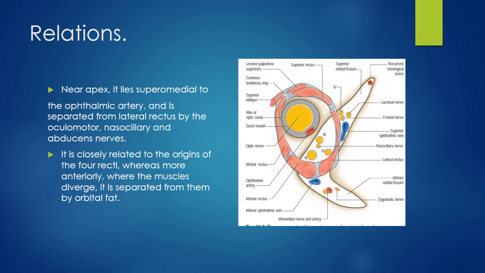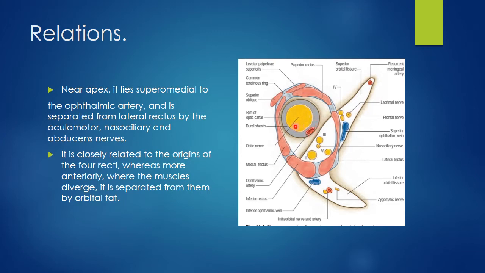Some relations of the optic nerve are important in the bony orbit. First of all, near the apex, it lies supromedial to the ophthalmic artery. You can see in this diagram just near the apex where the tendinous ring of Zinn is attached, the optic nerve is present within the optic canal, and this one is the ophthalmic artery, which is present inferolateral to it.